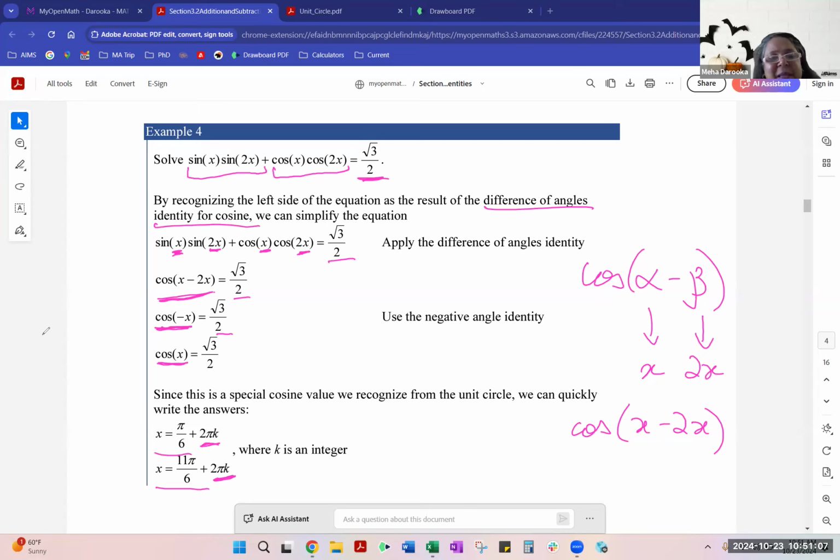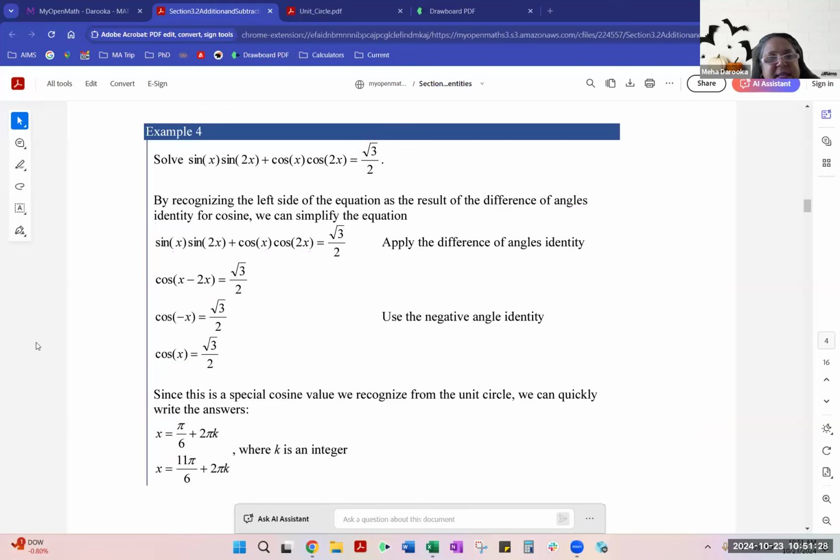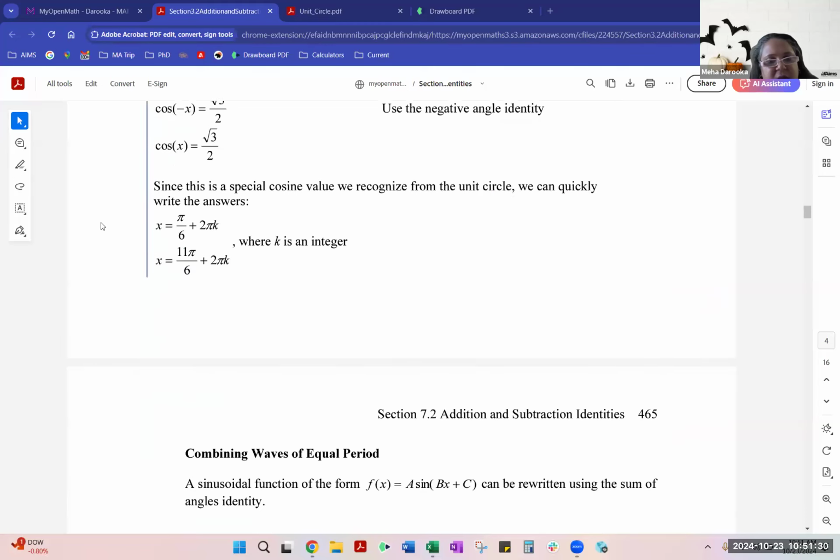So, like I said, it may take just a little bit of practice to recognize that, oh, this left-hand side looks like the difference of angles identity for the cosine function. But once you identify that, you can see it then went pretty smoothly from there onward. So that's what we're hoping to do when we're trying to solve some of these equations over here.